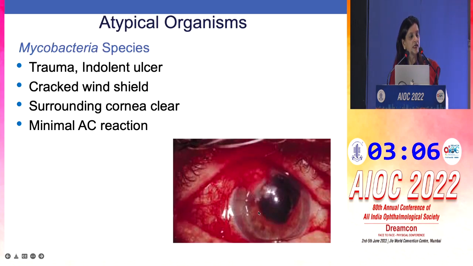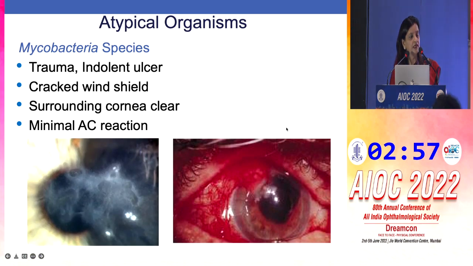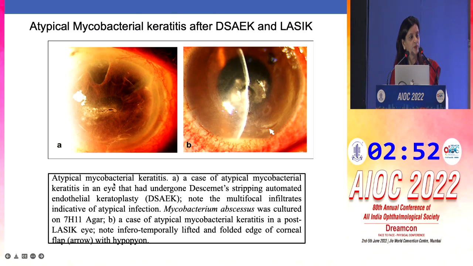Mycobacteria, on the other hand, will have a classical cracked windshield-like appearance such as this. The surrounding cornea is quite clear and there's hardly any AC reaction. And this occurs after trauma and is generally indolent. So you can see that this is a classical cracked windshield-like appearance.